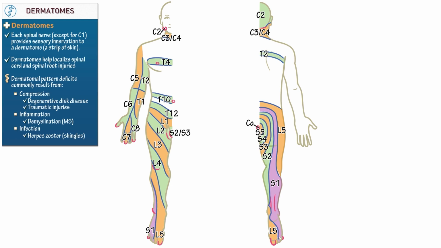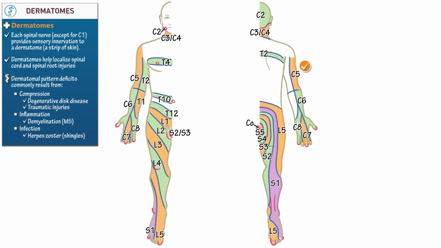Now show the posterior upper extremity coverage in the exact same way as we showed the anterior coverage. Show that C7 covers the middle finger, then show that C8 covers the little finger and medial hand. Next, divide the upper extremity at the elbow. Show that C6 covers the thumb, lateral hand, and lateral forearm.